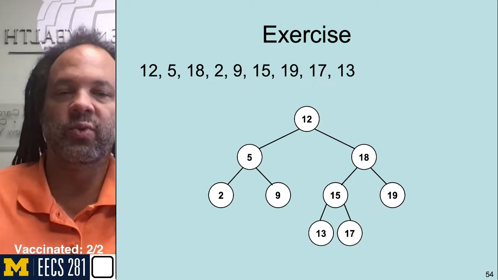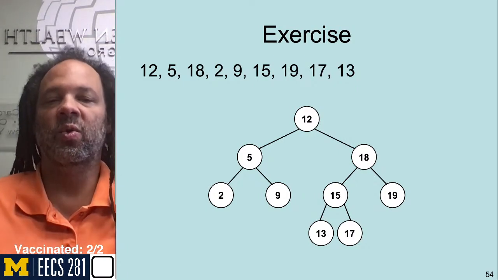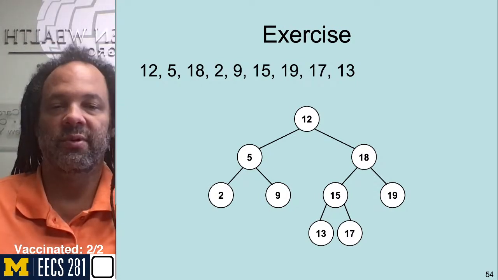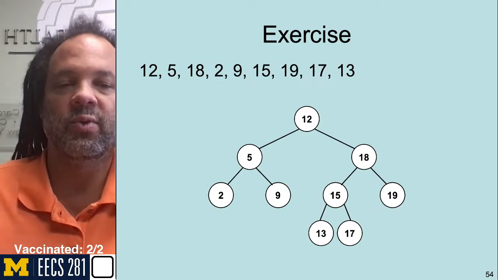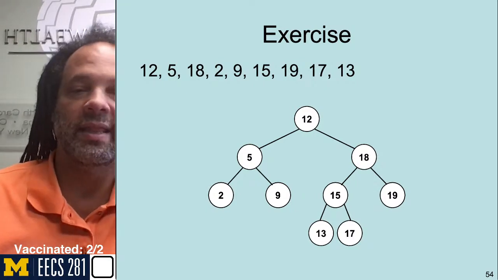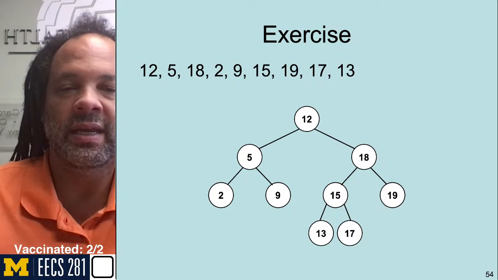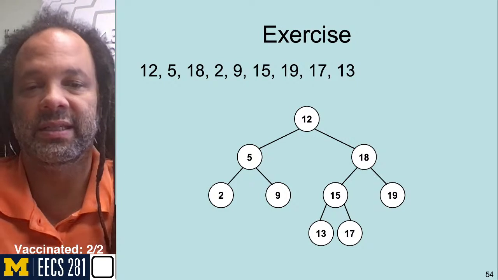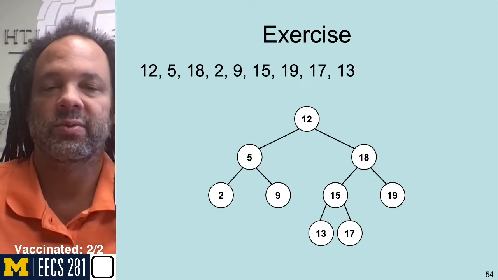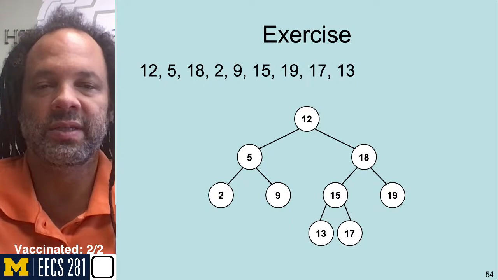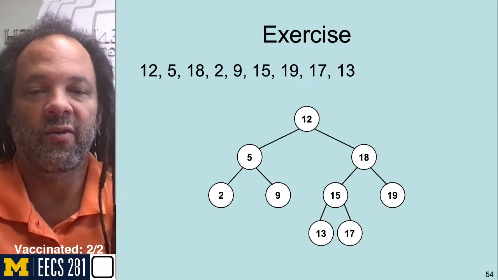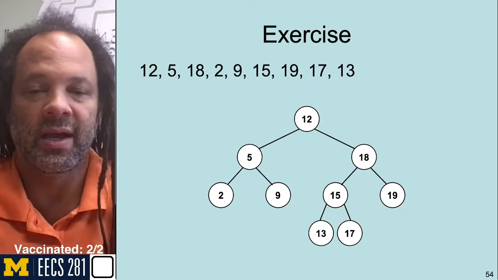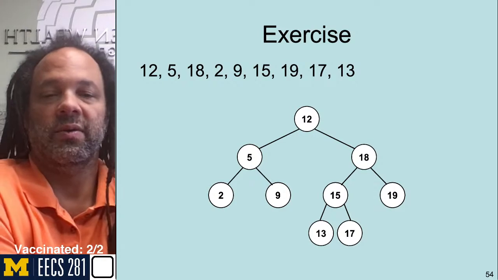15 is not less than 12, we go right. Less than 18, we go left. And that's where we find the 15. 19, not less than 12, not less than 18, a couple of rights, and that's where the 19 is. 17 is not less than 12, less than 18, not less than 15. So we go right, then left, then right, and that's where 17 belongs. And lastly, 13, which is not less than 12, but it is less than 18 and 15. So we go right once and then a couple of lefts, and that's where the 13 is located.